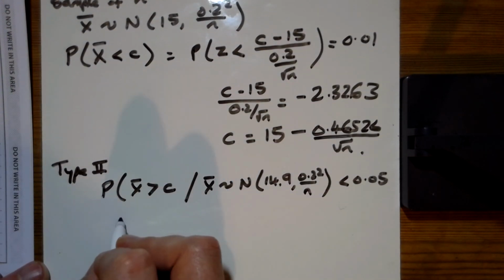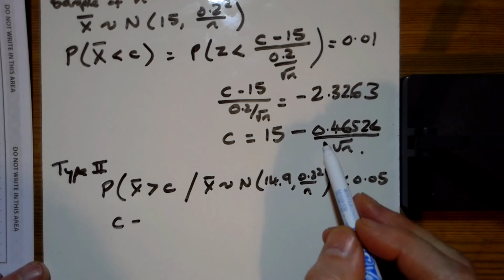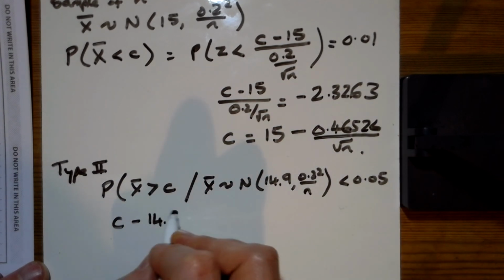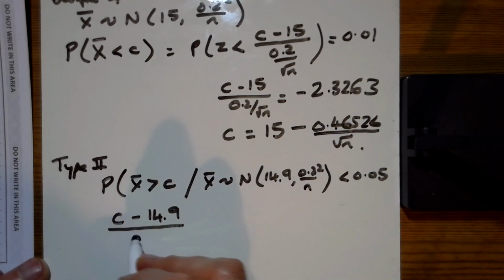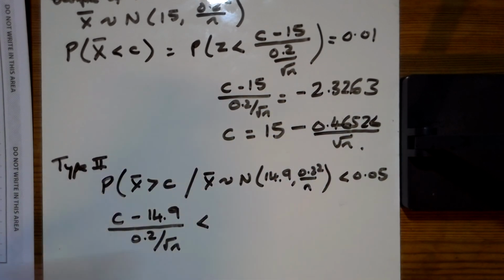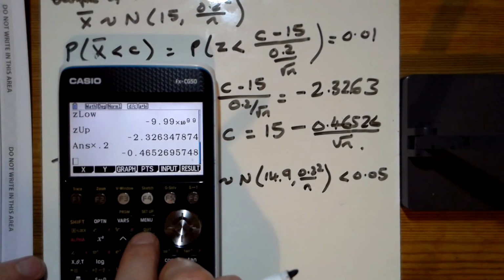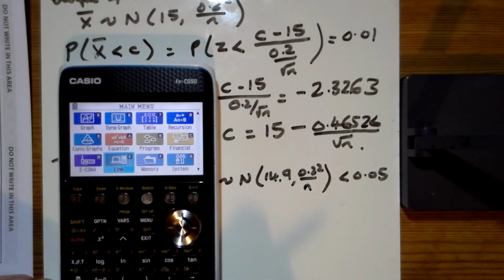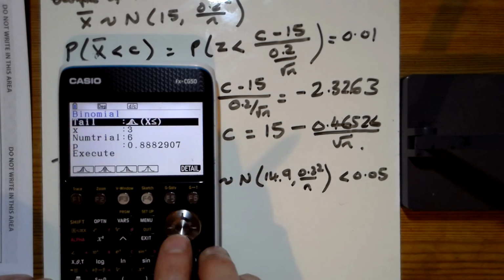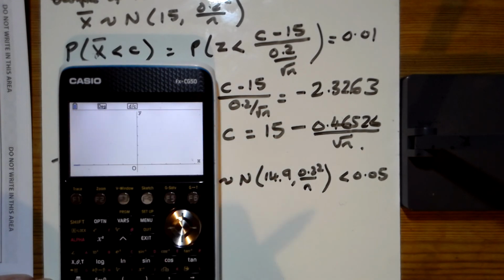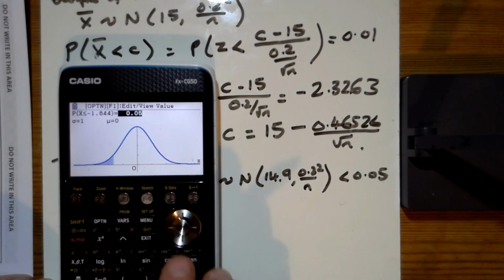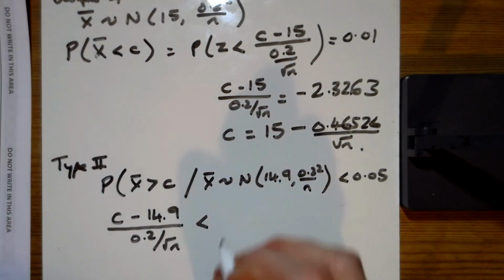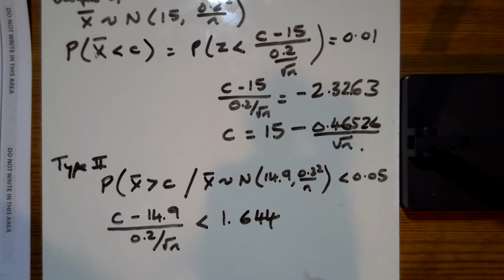So standardizing, we're going to do the critical value, which is that thing there, I won't write it out, take away the mean, which is 14.9, divided by the standard deviation again, which is 0.2 over root n, and we want that to be less than, so inverse normal of 0.05 this time, menu, distributions, normal, we know this one, it's 1.64, isn't it? 0.05, 1.644, yeah. 1.6445, isn't it?